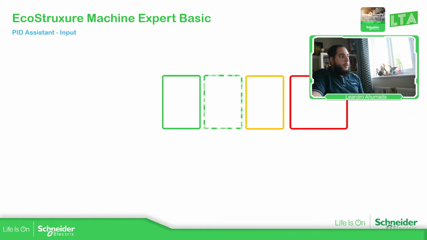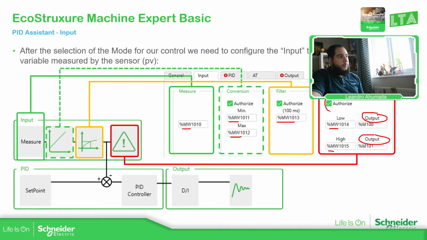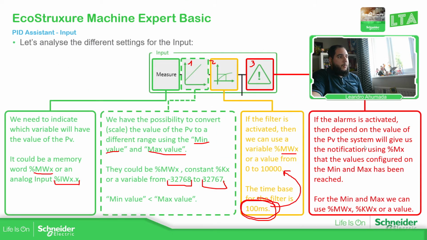Once we activate alarms using this icon, we must complete the low value and the high value and associate each of these values with the percentage M variable. So you can see over here, if the alarm is activated depending on the value, the PV system will give us a notification.